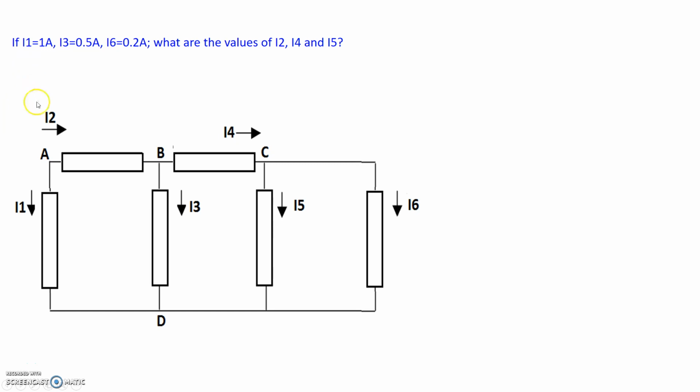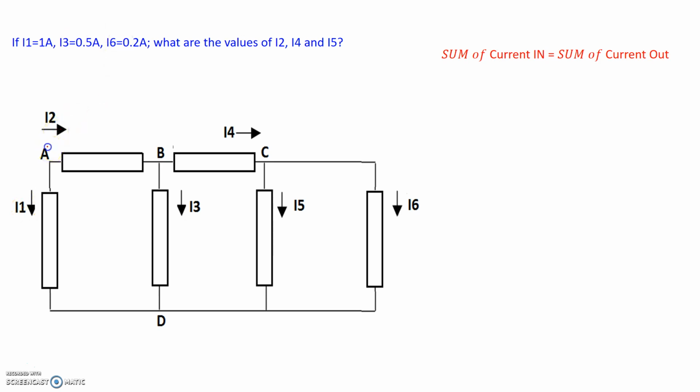Just a quick recap for Kirchhoff's current law. Kirchhoff's current law indicates that for any given node, the amount of current coming into the node must equal the amount of current going out of the node. So here's a quick summary of what Kirchhoff's current law is saying. We'll use it to help us figure out certain currents in and out of a node.